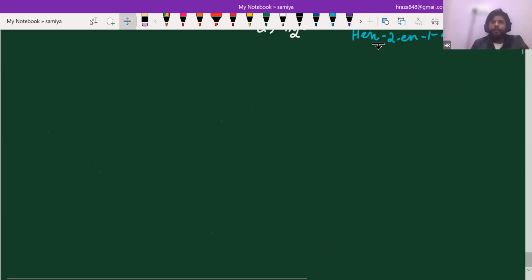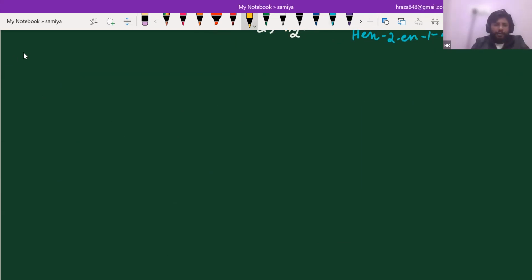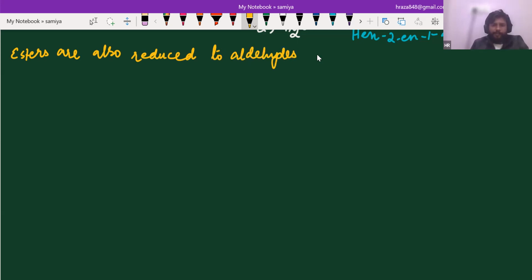Now we are going to prepare aldehyde from esters. So I can write: esters are also reduced to aldehydes with double H. This double H is a reducing agent. It can reduce. So I'm going to write it here.